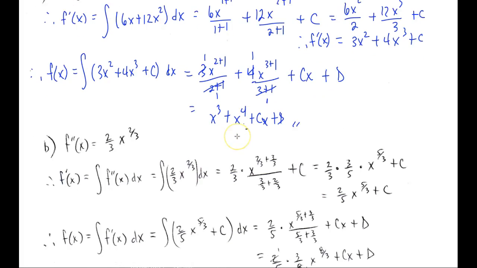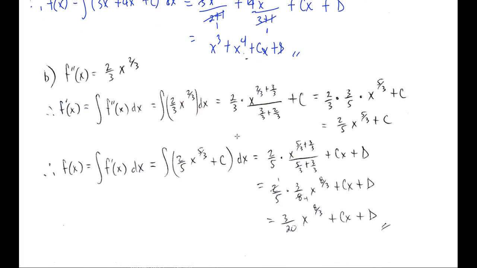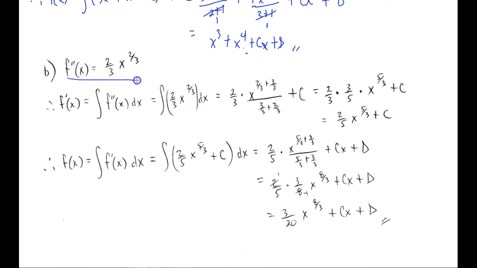Now looking at b, we see that we have sort of the same thing here. We start off with our second derivative, and we go ahead and work that out. And we see that the first derivative is just the antiderivative of the second derivative. Plug that in, and then of course we add 1 to the exponent and divide by that. Clean everything up and make it look nice. And we see that that is our first derivative.